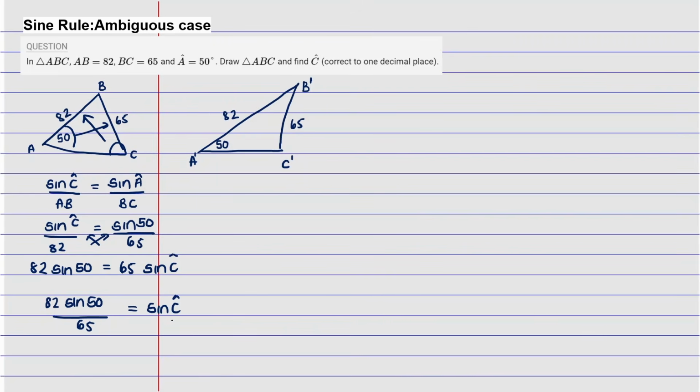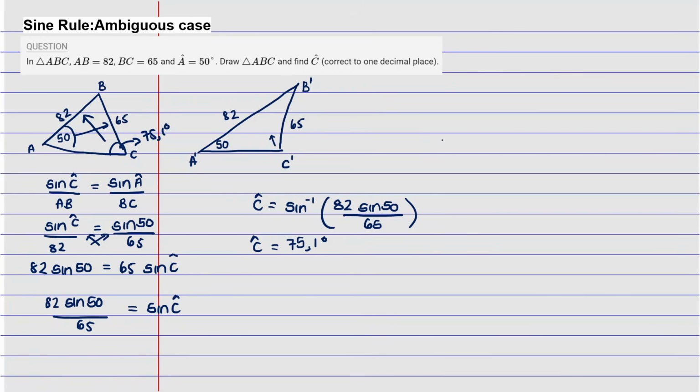So when we do that, it's going to be the same as having C equals arc sine of 82 sine 50 divided by 65. So when you punch that into the calculator, you're going to find that angle C is basically equal to 75.1 degrees. But remember that this is this angle, right? So this is going to be 75.1 degrees. So now we need this angle too, right?